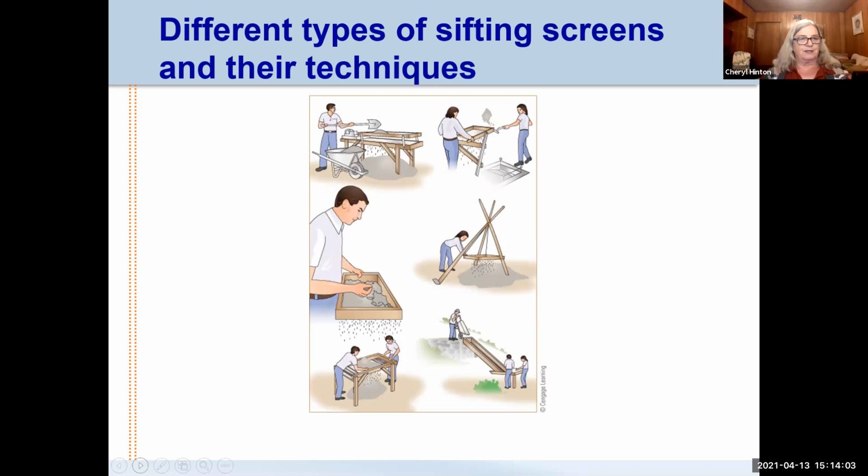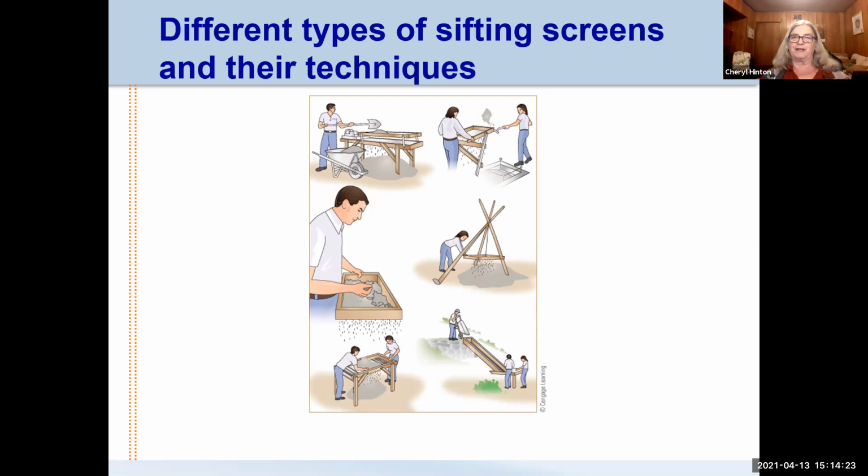All right, so this is an example of those screens, and different ways that they're created. I always used a screen like this in the sites that I worked on. That's usually what was provided to us.